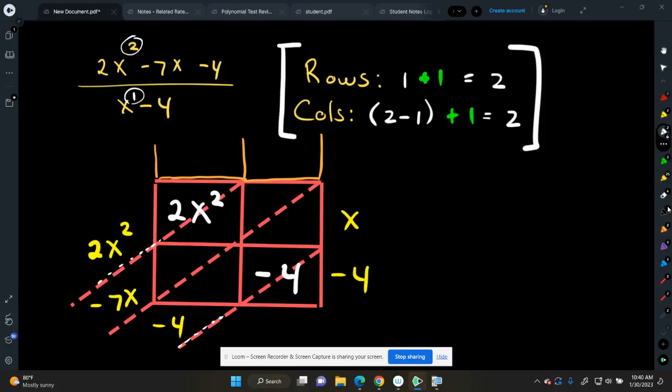2x times 3. Where do you get 2x times 3? Oh, no.